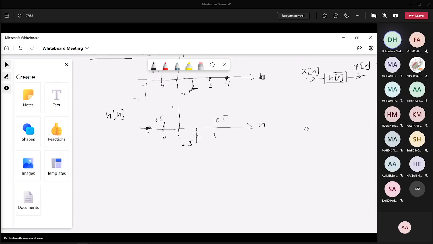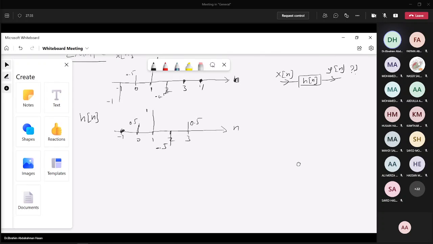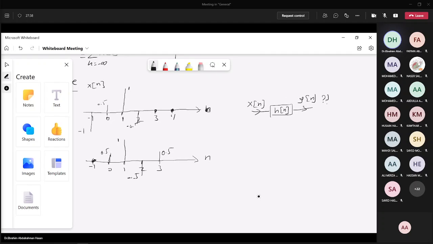Okay, the formula says that y of n equal to x of n convolved with h of n. And this convolution is equal to the summation of x of k, notice the variable changed, multiplied by h of n minus k, where k goes from minus infinity to plus infinity.